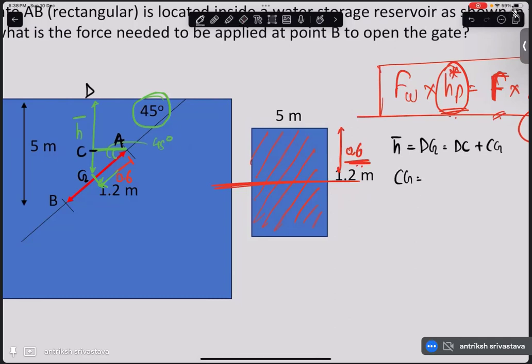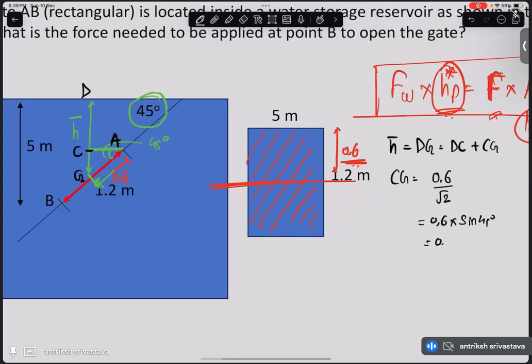CG is nothing but 0.6 divided by root 2, because this is a 45-degree angle. So CG is going to be 0.6 into sine 45 degrees. Sine 45 degrees is nothing but 1 by root 2, so we have 0.6 divided by root 2 as our CG. It will be some value, let me write it here, 0.848.